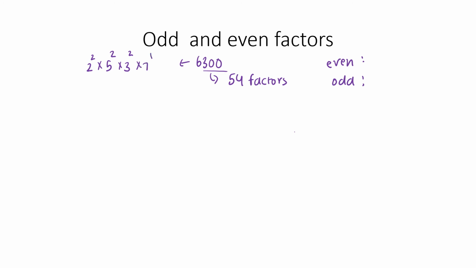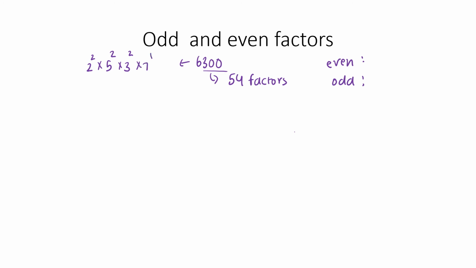Using this shortcut, you can also find the odd and even factors of a number. So if I take the previous number that we had, which was 6,300, and we know that that has 54 factors, of these 54 factors, how many are even and how many are odd? Now, we prime factorized it like this. We got 2 to the power 2 times 5 to the power 2 times 3 to the power 2 times 7 to the power 1.